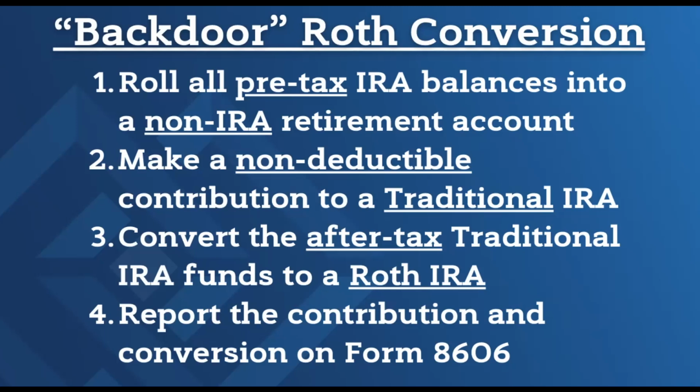And the final step is reporting the non-deductible traditional IRA contribution and the backdoor Roth conversion on Form 8606, which is filed with the federal tax return. You'll see this form during the tax return lesson. If you have significant pre-tax IRA balances and cannot roll those funds into another retirement plan, using the backdoor Roth IRA may not be worth it for you.